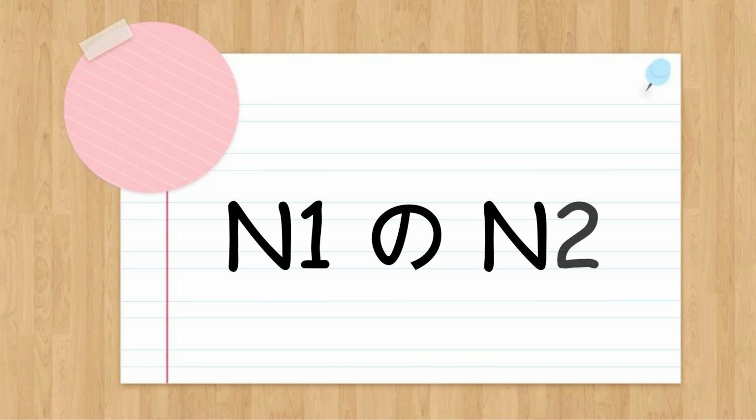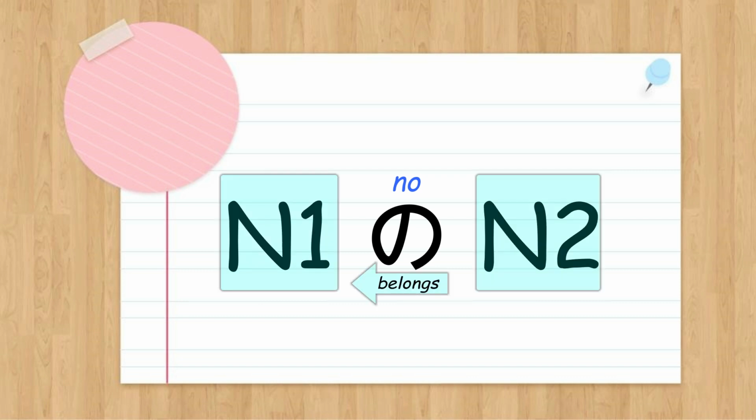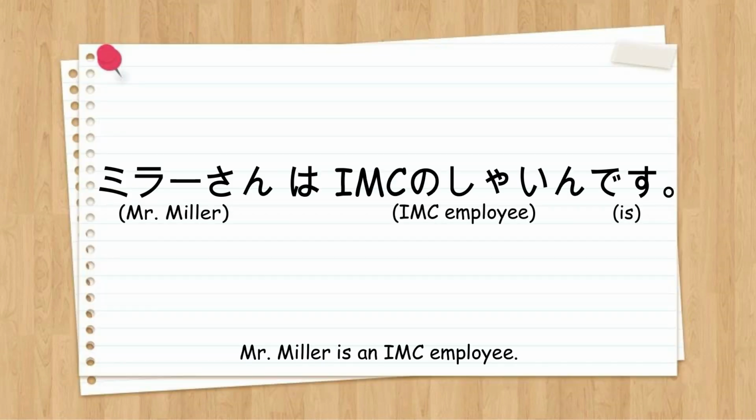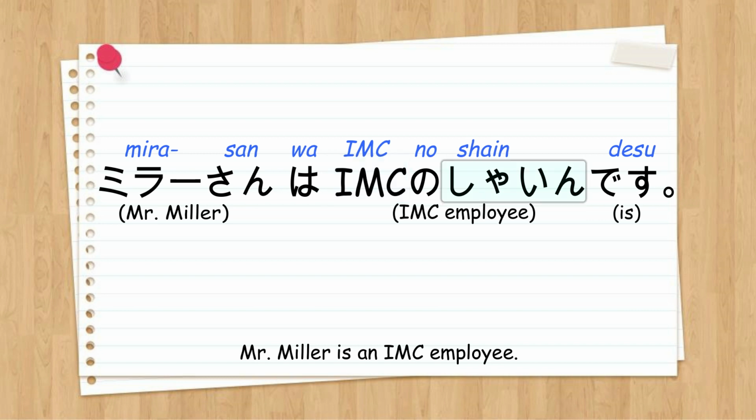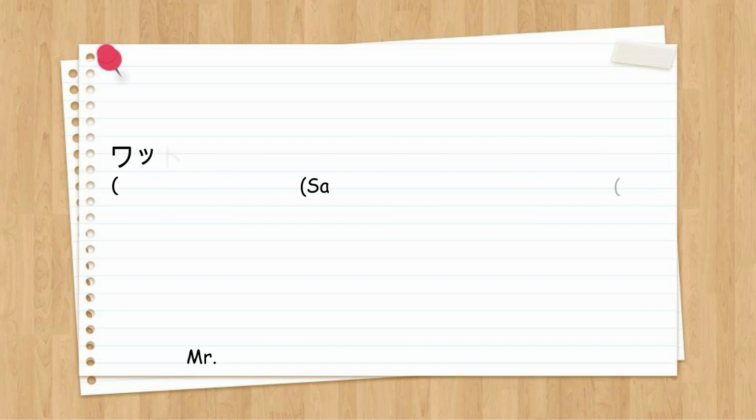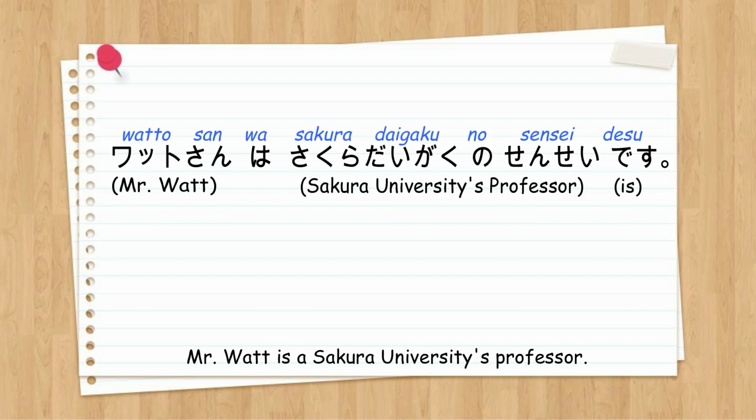N1 no N2. Particle no is used when N1 modifies N2. In this lesson, N2 belongs to N1, which represents an organization or some kind of a group. For example, Mira-san wa IMC no shain desu. In this example, IMC is a company and shain is employee. IMC is trying to modify the second noun or N2 which is shain or employee. Another example is Watto-san wa Sakura Daigaku no sensei desu.